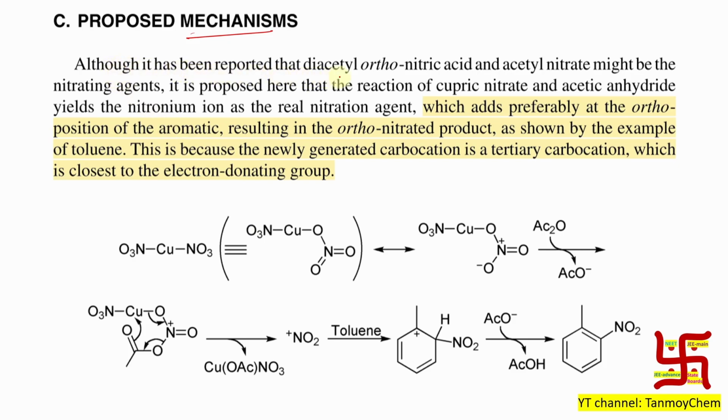Although it has been reported that diacetyl orthonitric acid and acetyl nitrate might be the nitrating agent, it is proposed here that the reaction of cupric nitrate, copper(II) nitrate, and acetic anhydride yields nitronium ion as the real nitrating agent. We know that nitronium ion is actually the electrophile in this nitration reaction, NO2+. How is it produced? Let's look here.